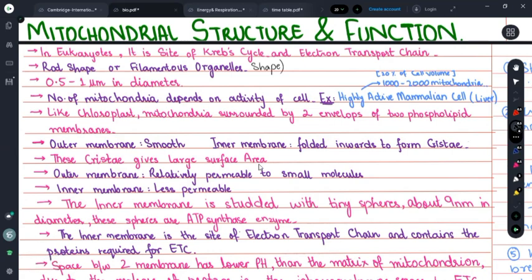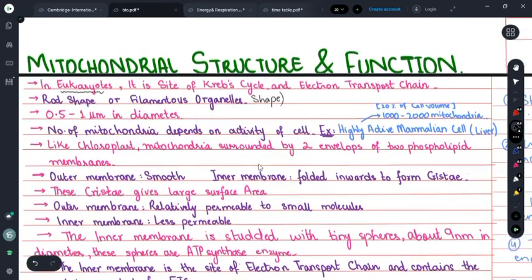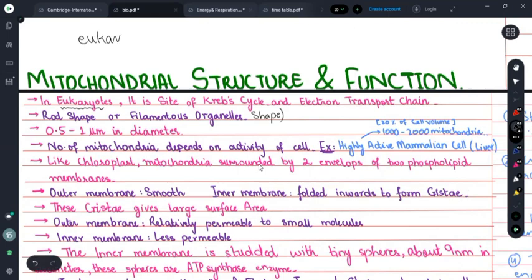So, in eukaryotes, what does the term eukaryotes mean? Eukaryotes are those organisms that have a proper true nucleus, or we can say they have a well-developed nuclear membrane.